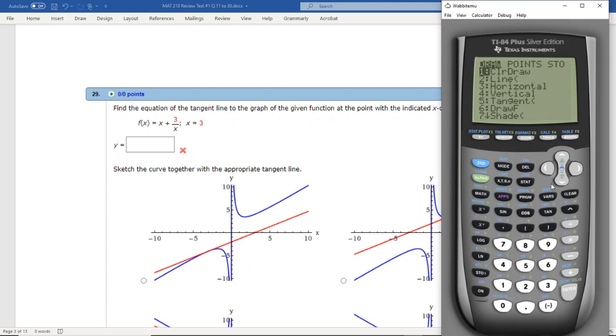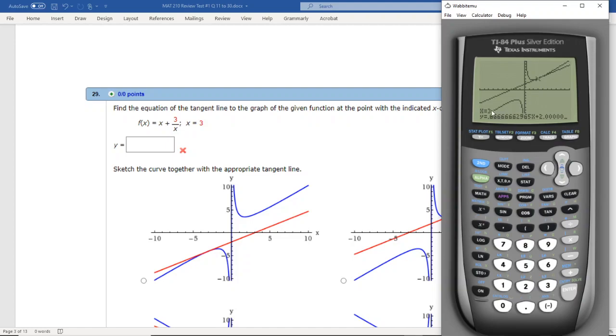I go down to number 5. 5 is what I want to do. I want to draw a tangent line. I hit it. And then now this is where I need to enter the value of x I want to use. X equals 3. I just come down to the 3 button right here. Click on it. It says x equals 3. I now click on enter. And in one fell swoop it draws the tangent line for us.